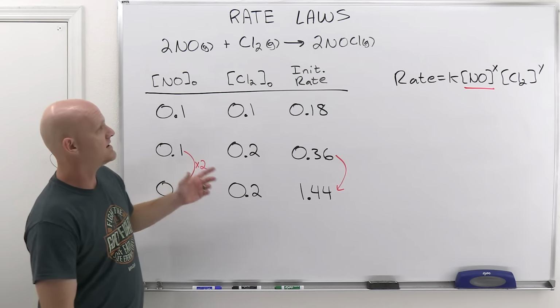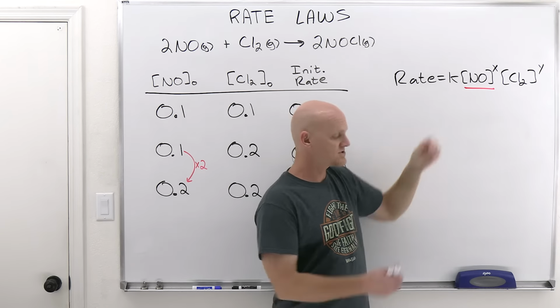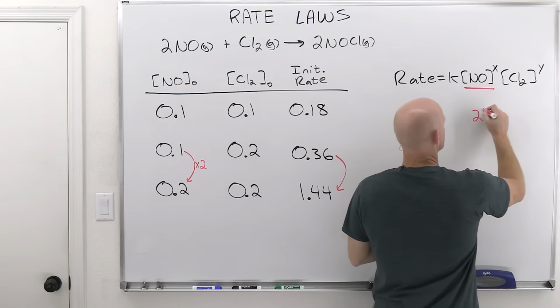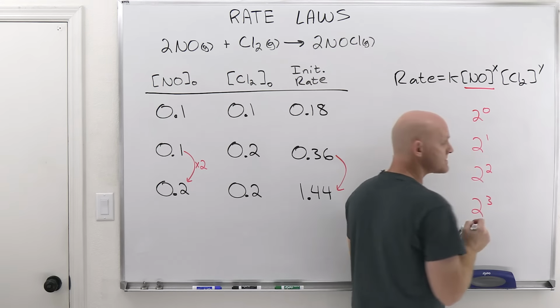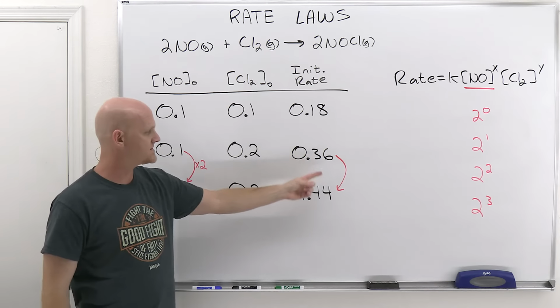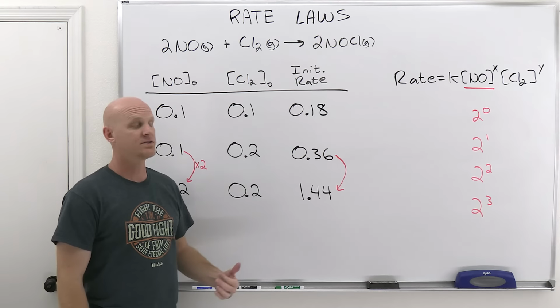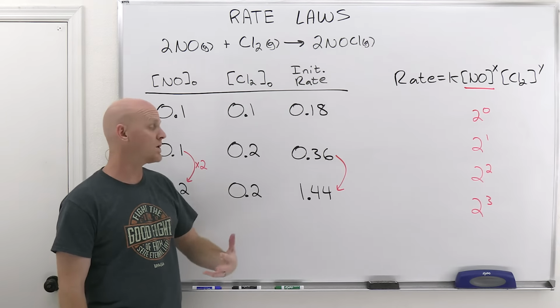And so in this case, if I know that the NO concentration doubled, well, the rate's either going to go up by a factor of 2 to the 0, 2 to the 1, 2 to the 2, or really rare, 2 to the third power. And the question is really just which one did it do? Well, going from 0.36 to 1.44, it turns out 0.36 times 4 is 1.44, or if you want to do 1.44 divided by 0.36 equals 4, probably the better way. But this is a 4-fold increase.